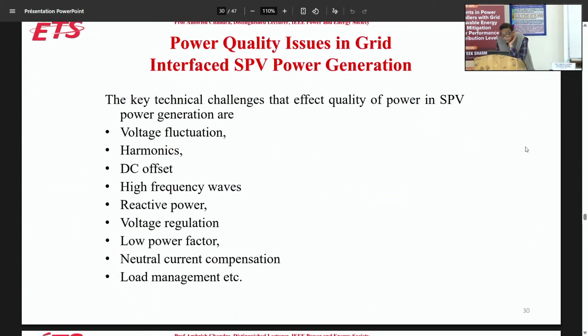In solar power integration, what are the technical challenges? Voltage fluctuation, harmonics, DC offset, the same things which we have as power quality issues, right? Reactive power, voltage regulation, low power factor, neutral current compensation, load management. All these are power quality issues which we had discussed.